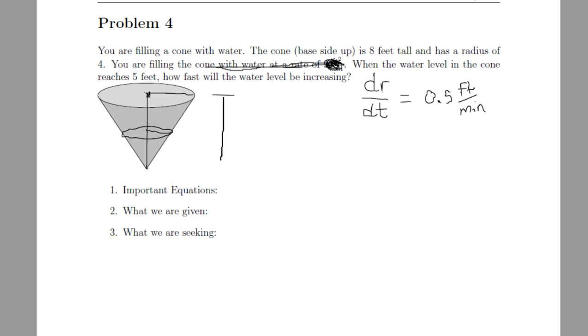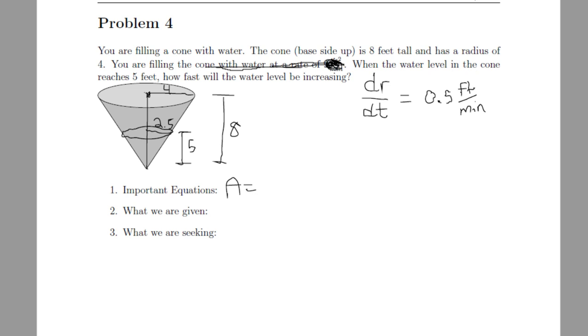All right. So again, we'll do our similar triangles. We have the cone is 8 feet tall, with a radius of 4. The point that we're looking at is when the height is 5 and the radius we found to be 2.5 by using similar triangles. Our important equation, previously it was involving volume, but we're actually not really too concerned with the volume. We're just really concerned with the surface area of the surface of the water. And in this case it's a circle since we're dealing with a cone.